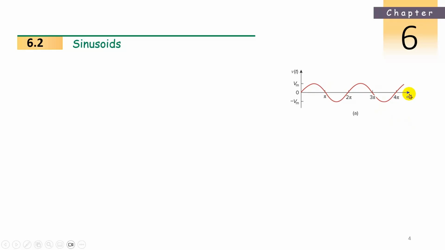Like at omega t equal to pi. What is the pi value? 180 degrees, right? So Vm sine 180 degrees. What is sine 180 degrees? 0. 0 multiplied by Vm is 0. So it is matching here. Vm sine omega t is matching.